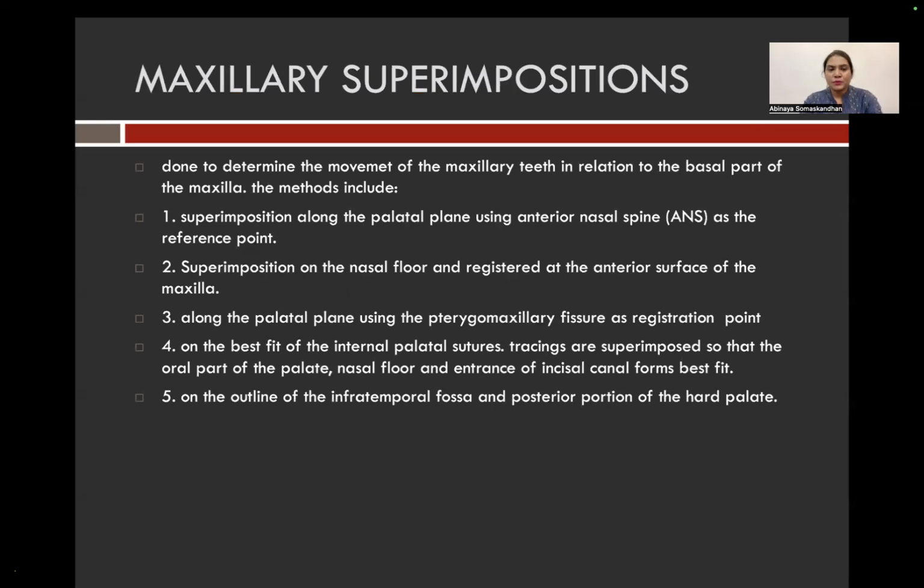Coming to maxillary superimposition, it is basically done to determine the amount of movement of the maxillary teeth in relation to the basal part of the maxilla. So the methods include superimposition along the palatal plane using ANS as reference point, or superimposition on the nasal floor and registering at the anterior surface of maxilla, or along the palatal plane using the pterygomaxillary fissure as registration point, or on the best fit of the internal palatal sutures, or on the outline of the infratemporal fossa and posterior part of the hard palate.